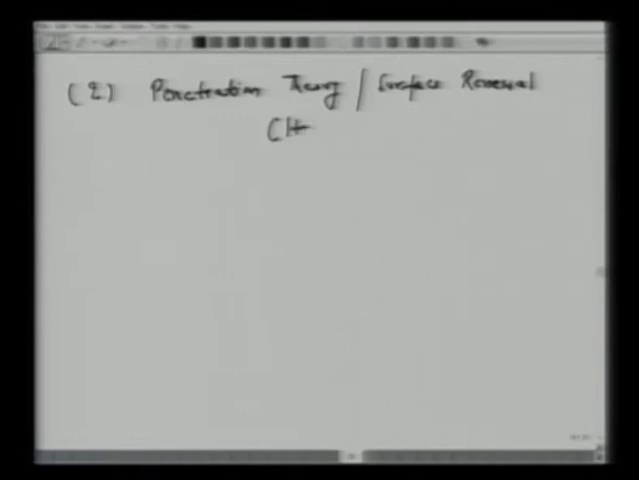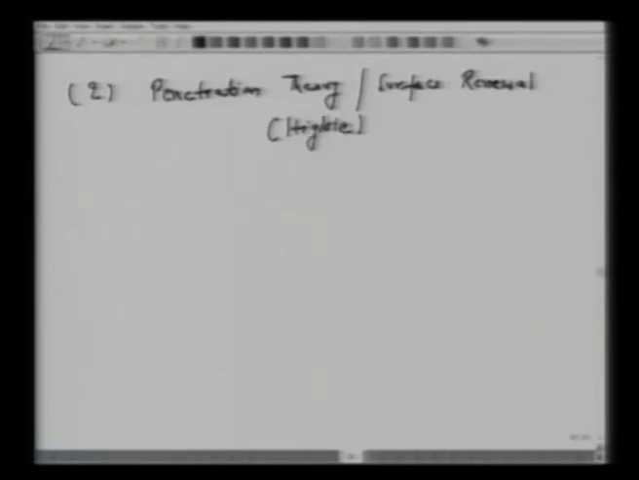So if we get into this physical aspect of this, let's start with this second one, which we can call penetration theory, and we will see that this penetration theory or the surface renewal theory is quite similar. There are some restrictions here, I will discuss this later. This was originally proposed by Higbie.